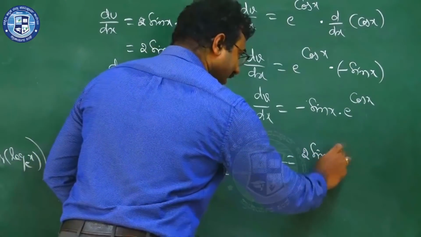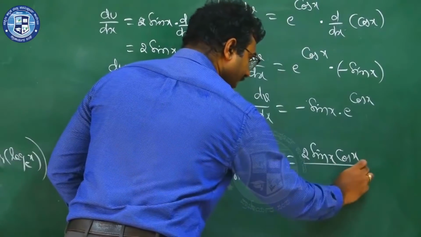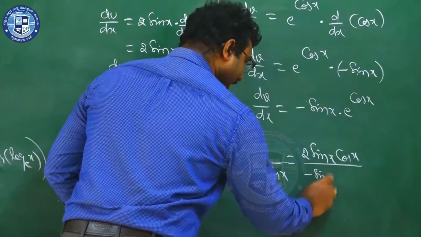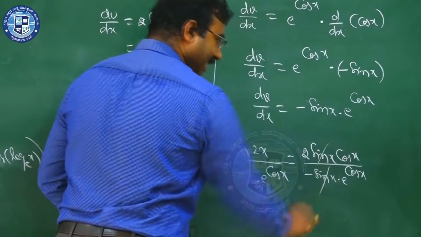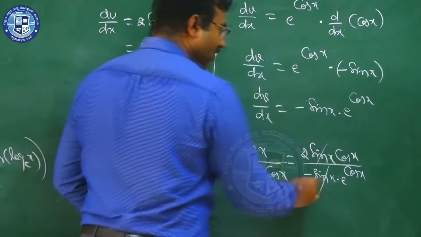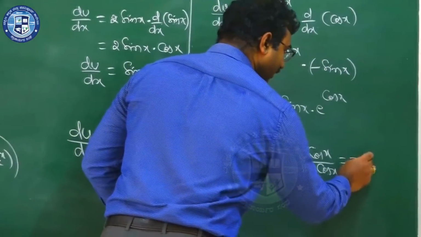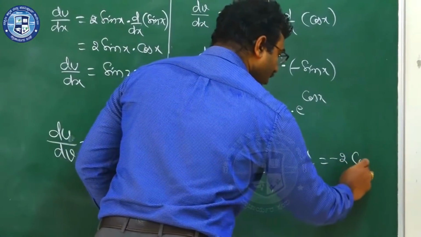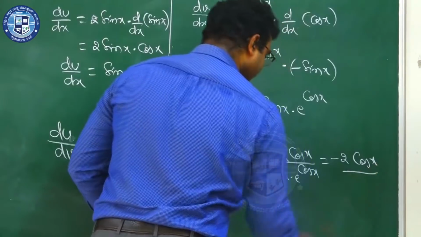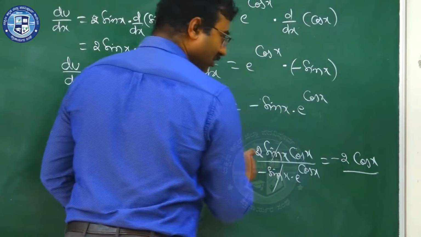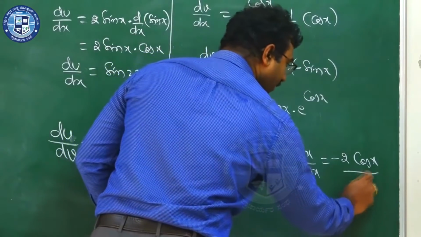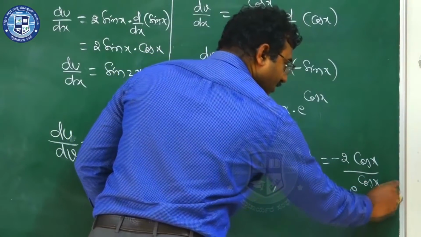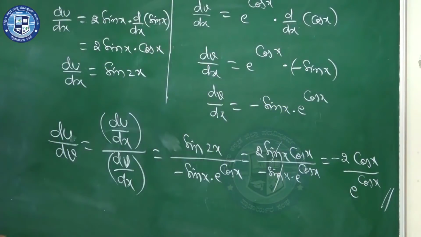2 sine x cos x divided by minus sine x e power cos x. The sine x gets cancelled. What is the final answer ultimately? Minus 2 cos x divided by e power cos x. I wrote the minus in the numerator itself: minus 2 cos x by e power cos x. This is the answer for this problem.